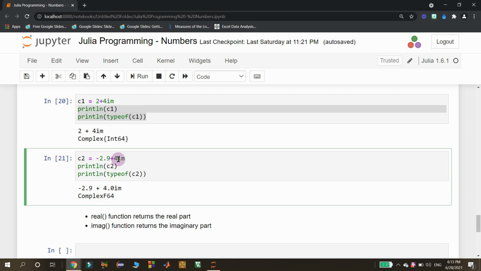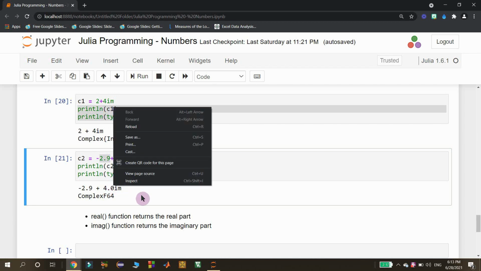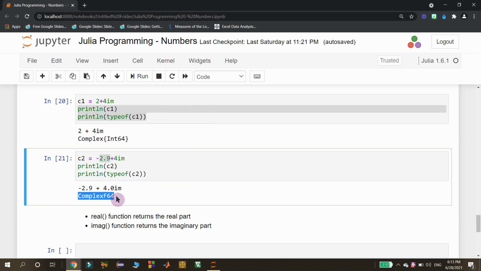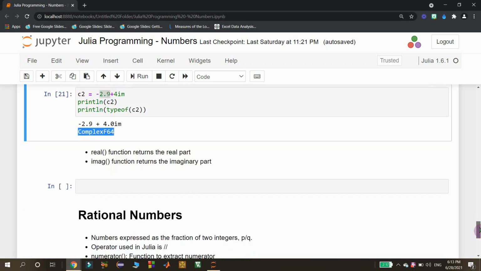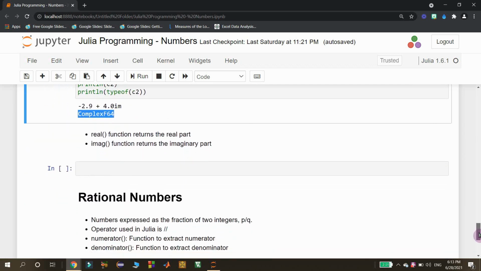If you observe here, as the imaginary part I have used an integer, but since the real part is a floating point number, the imaginary part is also converted into a floating point number, that is 4.0 we got here, where the type of this particular C2 is now complex number, where real and imaginary parts are 64-bit floating point numbers. Then I am going to consider two functions in Julia, real and imag. The real function returns the real part of a complex number and the imag function returns the imaginary part of a complex number.